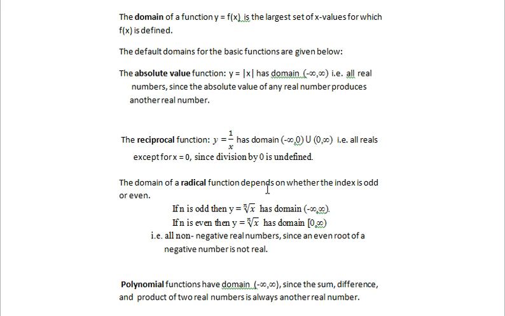The reason that the domain is restricted is that the even root of a negative number is not a real number. Polynomial functions have domain all real numbers, since the sum, difference, and product of two real numbers is always another real number.